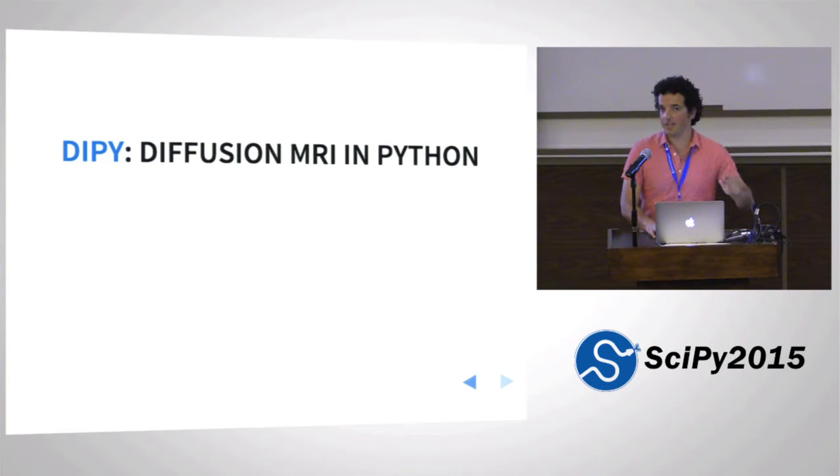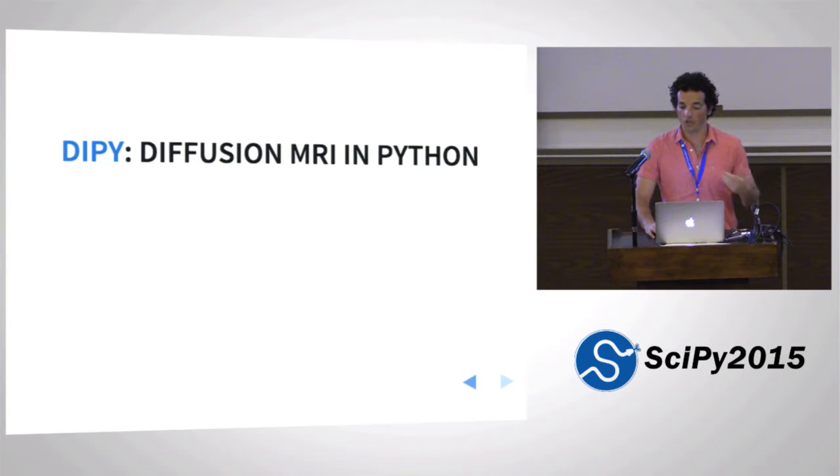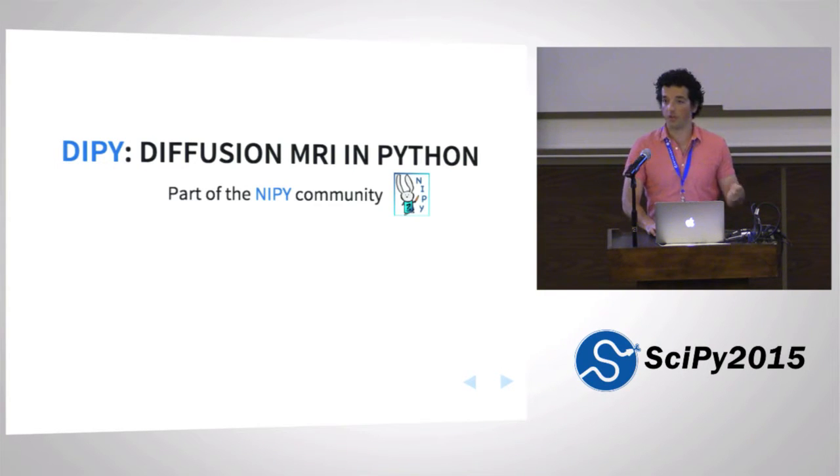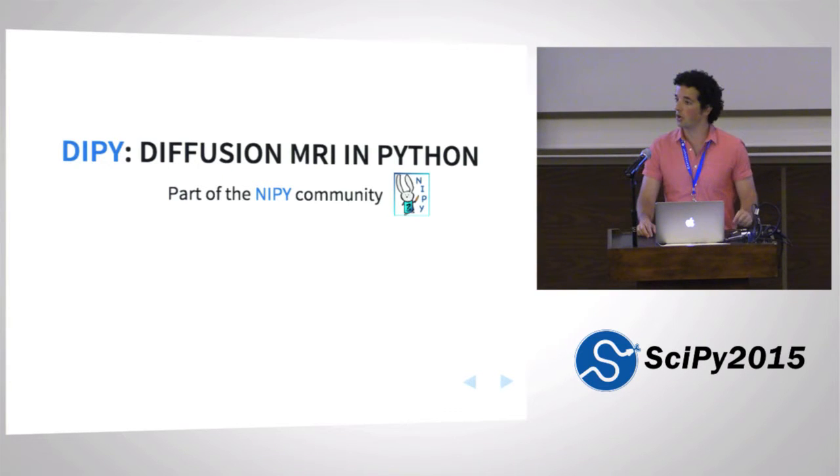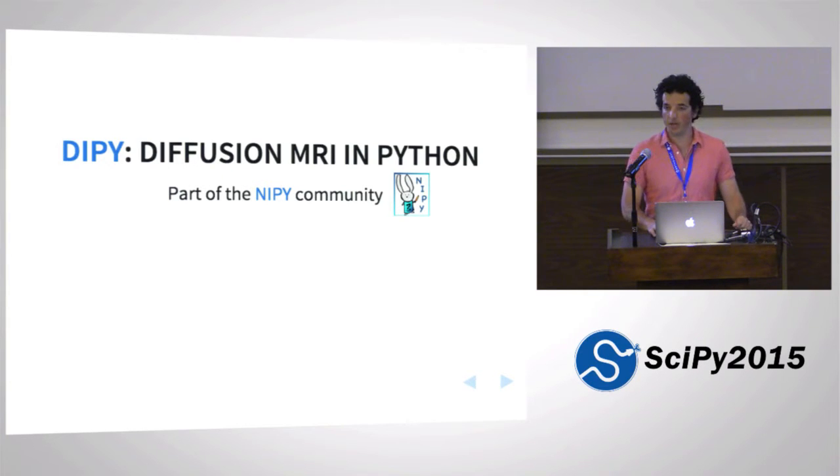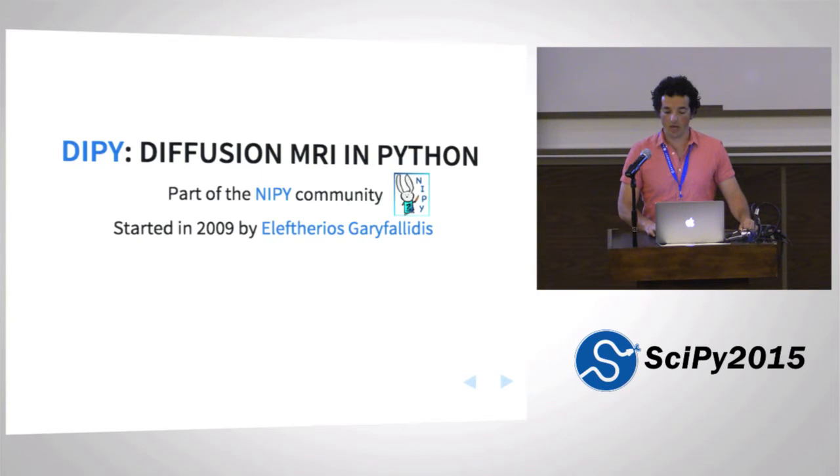So at this point, I'd like to just stop and say these are all steps that we do using this software called DIPY, Diffusion MRI in Python. It's part of a larger community of practitioners called NIPY, Neuroimaging in Python, which includes many different projects analyzing different kinds of MRI data mostly, but also other neuroimaging modalities.